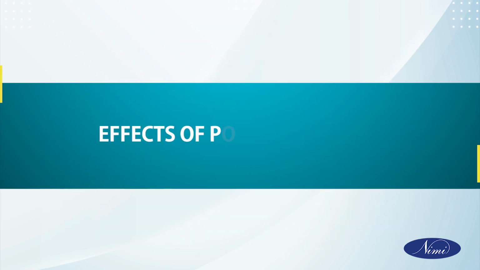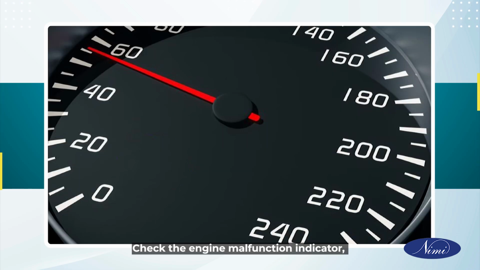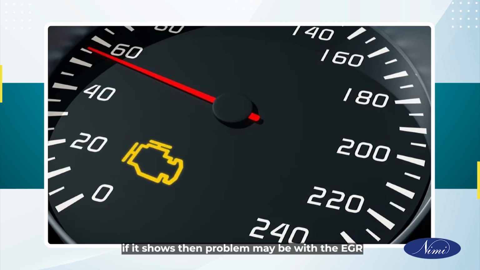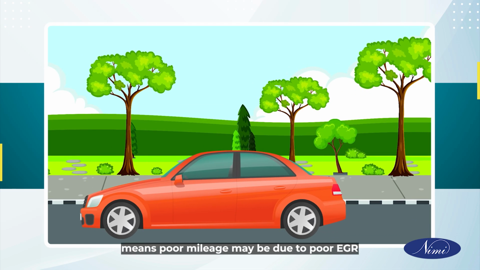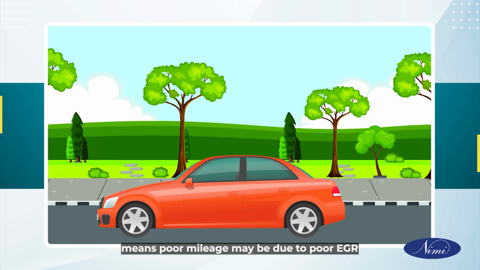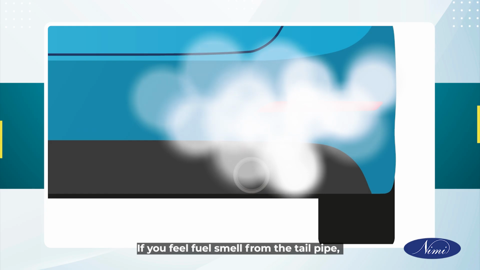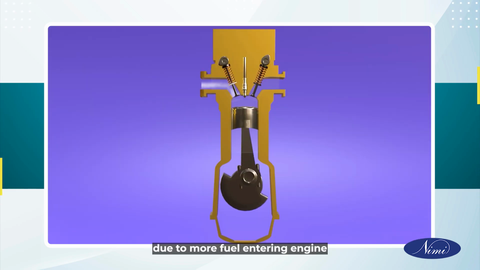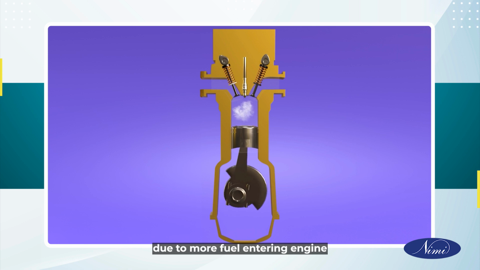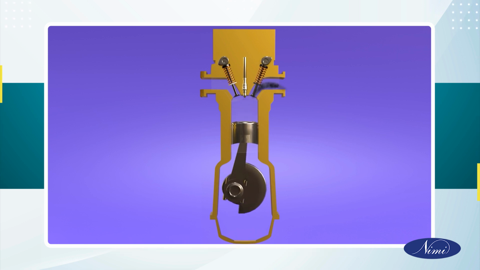Effects of poor EGR system. Check the engine malfunction indicator. If it shows, then the problem may be with the EGR. Poor engine performance, meaning poor mileage, may be due to poor EGR. If you smell fuel from the tailpipe, maybe the reason is EGR, due to more fuel entering the engine and unburned fuel coming out from the engine.